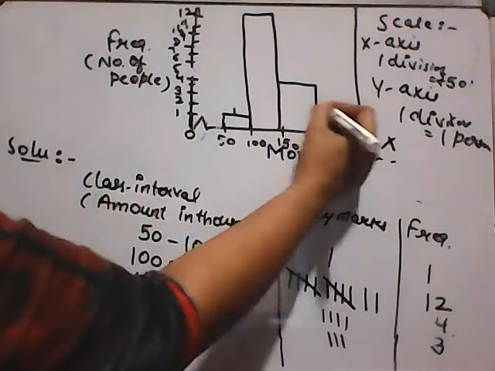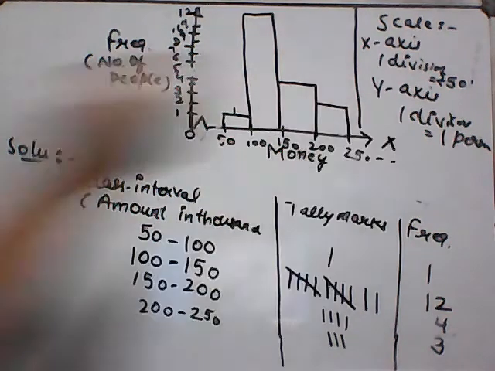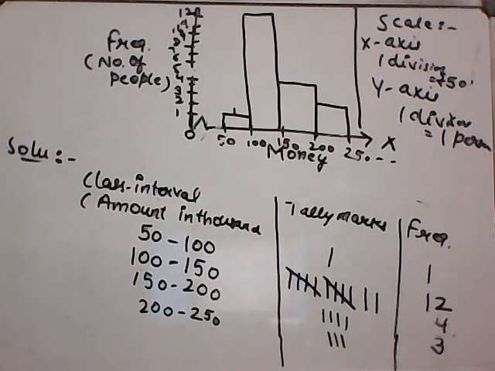In this way, you have to draw a histogram. In a histogram, on the x-axis we take class intervals and on the y-axis we take frequencies. And in a histogram, there is no gap between the bars. Whenever you draw graphs, you should mention the scale. On the x-axis, 1 division is equal to 50 rupees, and on the y-axis, 1 division is equal to 1 person. In this way, you can draw bar graphs, or infer information from whatever is given in the question. Thank you.